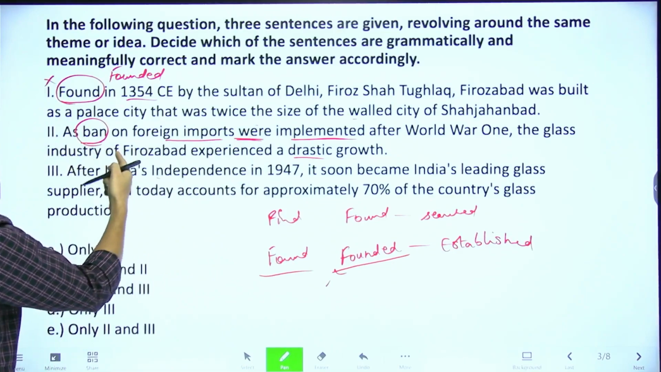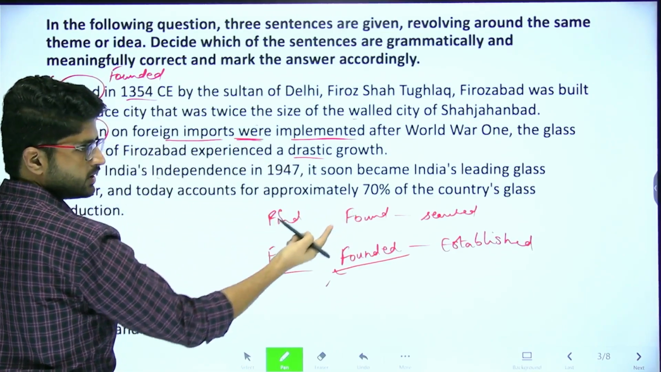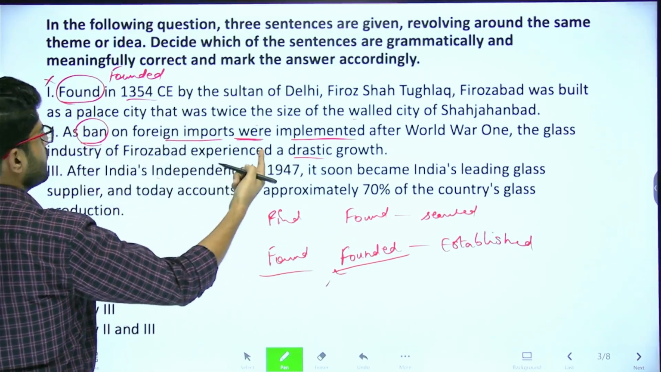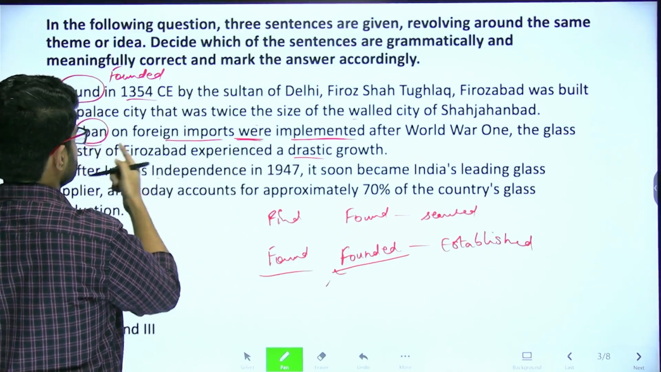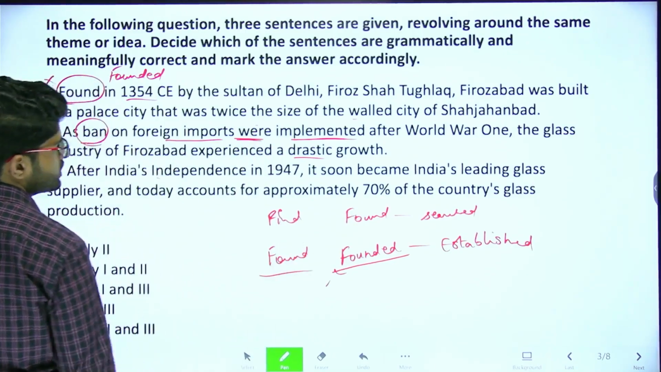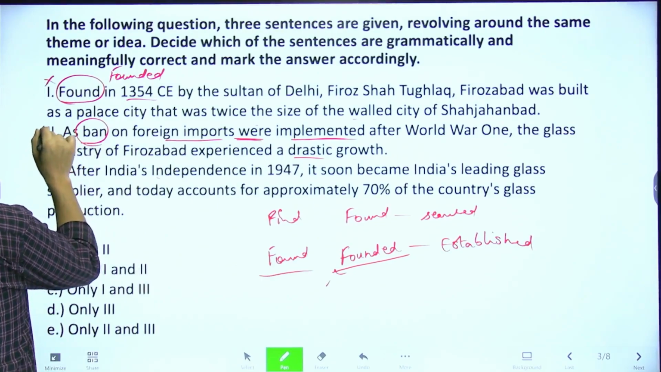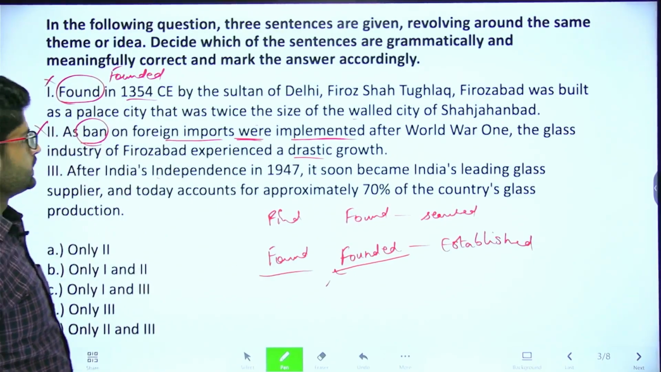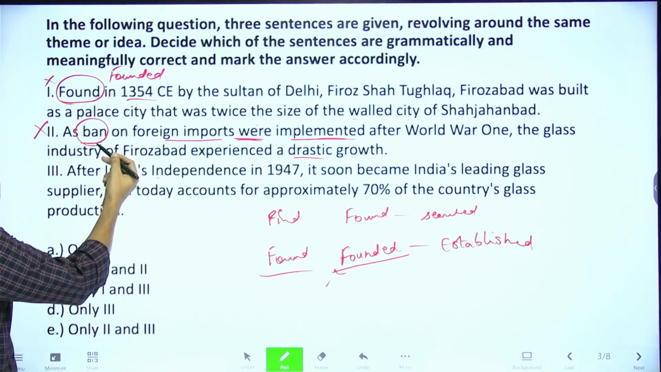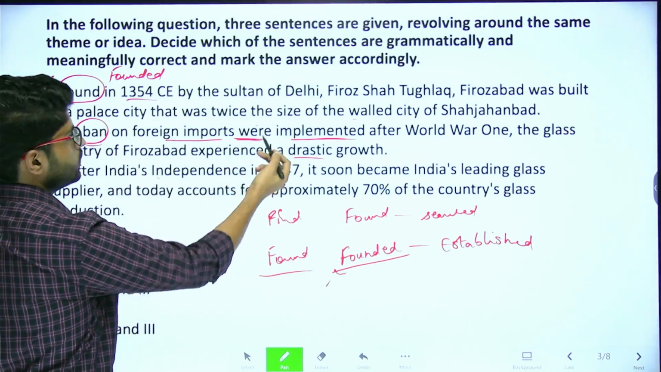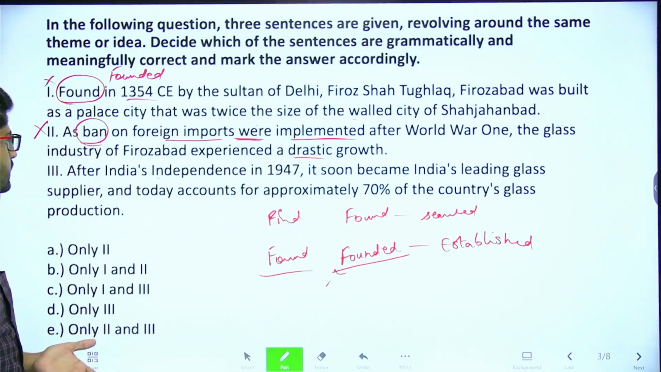Either it should be as bans on foreign imports were implemented, या तो bans होना चाहिए, या फिर it can be was, as ban on foreign imports was implemented. So ये sentence incorrect है. ठीक है, so either ban की जगह bans होना चाहिए या फिर were की जगह was होना चाहिए. Subject to verb agree नहीं कर रहे हैं.